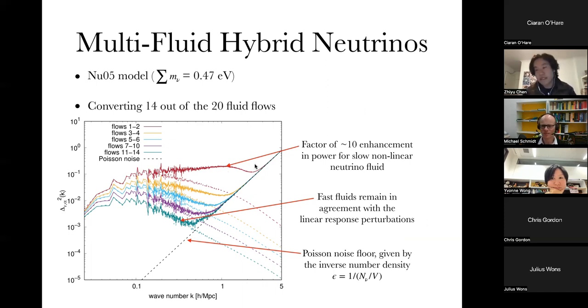So it depends a lot on the phase of the neutrinos again. So yeah, I don't know until I run it.